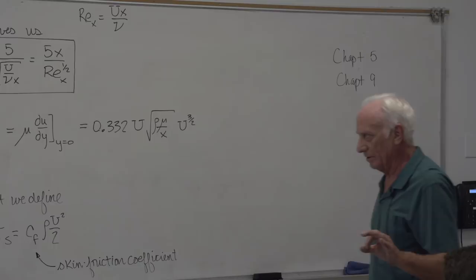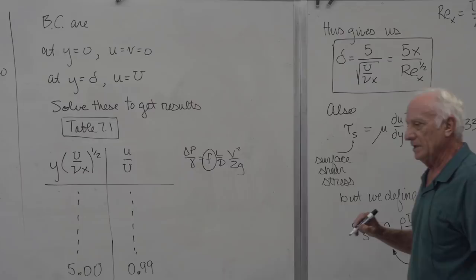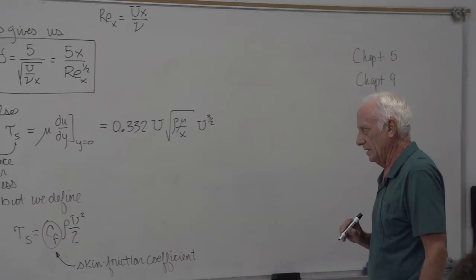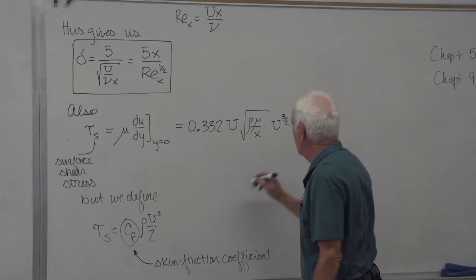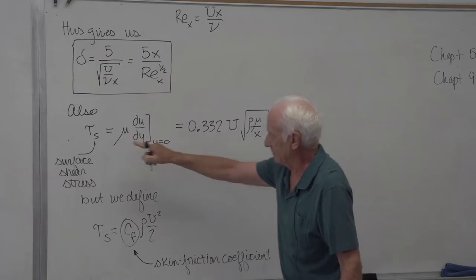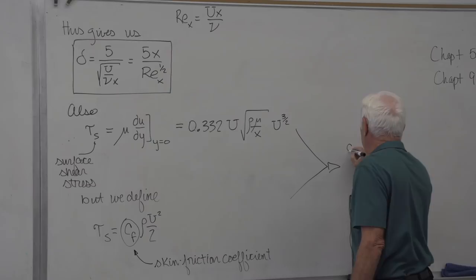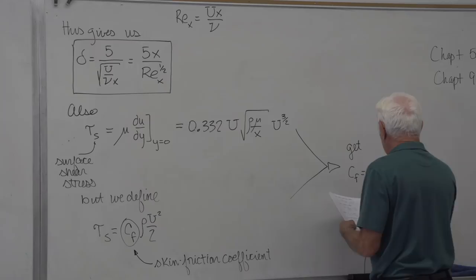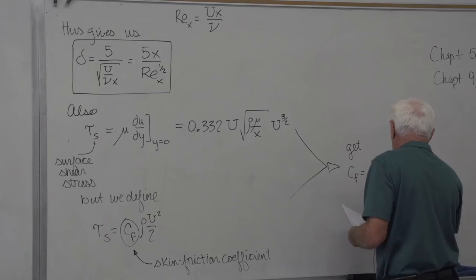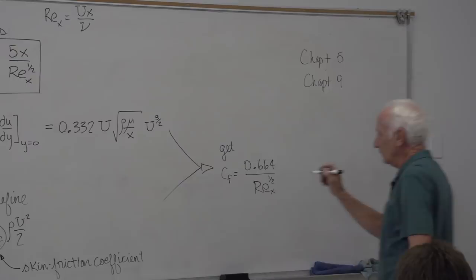We invented this why? Because it's very, very useful. You want the exact value? There it is. But we like to use C sub F. So we combine these two because they're the same. Tau S, there it is. There's a U, times 1/2, and a U squared. Find C sub F, and it turns out to be 0.664 divided by Reynolds X to the 1/2. We'll box it in to remind you these are important.